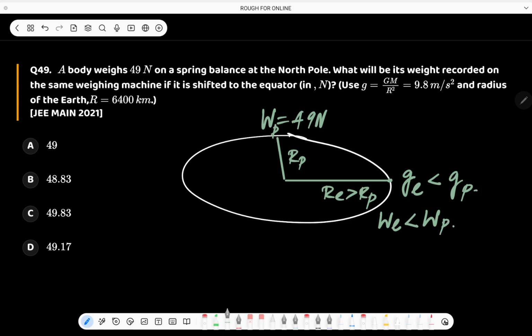So now from these options you have to make an educated guess. Which of the following can be the answer? 49 will not be the answer; it will be less than 49. 49.83 is not less than 49. 49.17 is not less than 49. 48.83 is less than 49. So without making any calculation, it's just a conceptual question, and this is the answer.